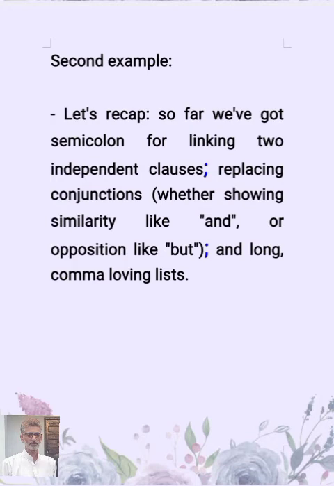Second example. Let's recap. So far, we have got semicolon for linking two independent clauses, replacing conjunctions, whether showing similarity like and or opposition like but, and long comma-loving lists. Here we have three items, and items are long, and one of them contains an internal comma. The three items are for linking two independent clauses, replacing conjunctions, whether showing similarity like and or opposition like but; and the third item is long comma-loving lists. And these three items are separated by semicolons.